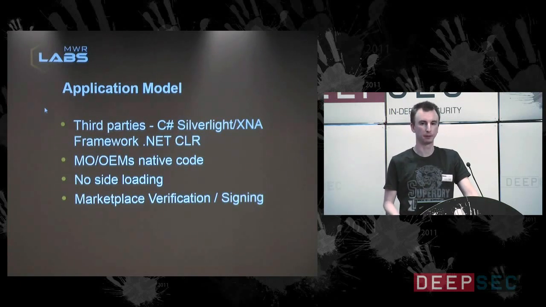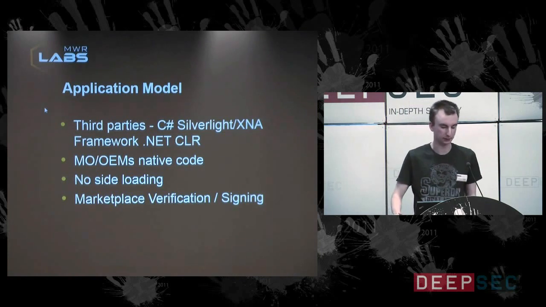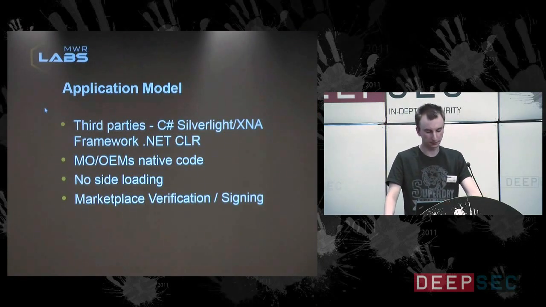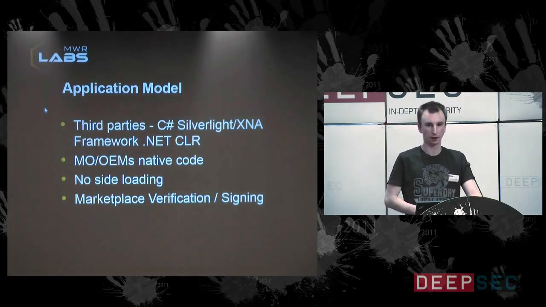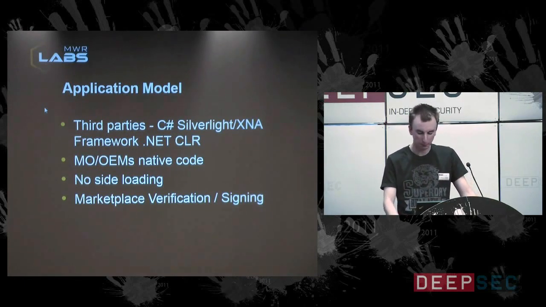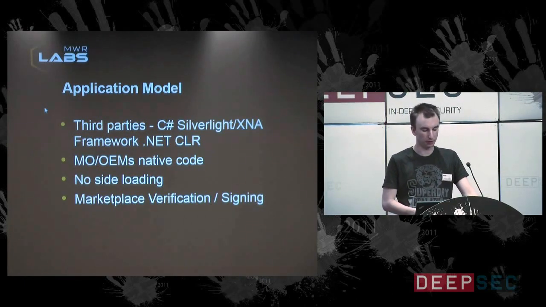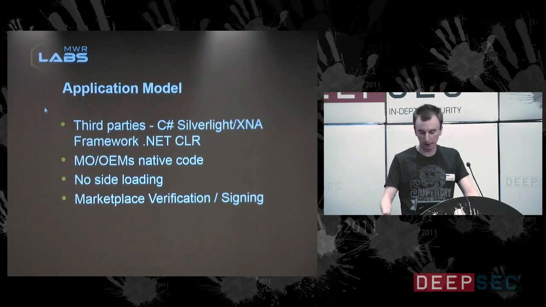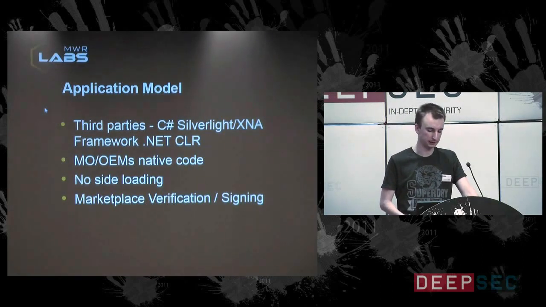It's a little different for the mobile operators and the OEMs. They're actually allowed to write native code for device drivers and so on. So that gives them an elevated level of access to the platform. There's also no side loading. You can't load applications directly to Windows Phone 7 phones unless they're developer unlocked. So for testing purposes, you can put applications on there if they're developer unlocked. But otherwise, all applications developed for the platform need to go via the marketplace. They go through a marketplace verification process. And if the verification process passes, then the code is signed and it's allowed to be deployed to the device.